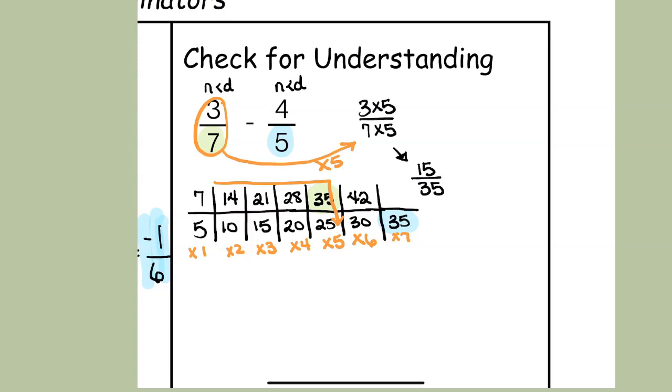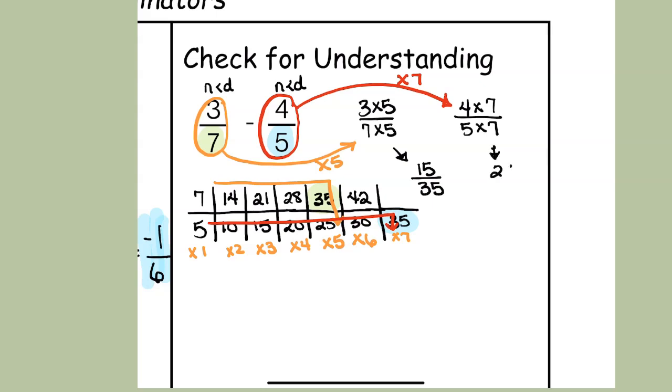Now we're going to work with our second problem. And I'm going to just use red for that one. How do I make this 4/5 have a denominator of 35? Well, if we look at our chart here, for 5, we had to multiply by 7. So we're going to take this fraction and bring it over here and multiply by 7, okay? So that is going to give us 4 times 7 over 5 times 7, all right? 4 times 7 here is 28. 5 times 7 is 35.